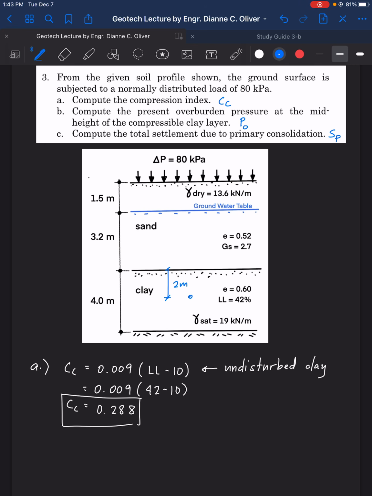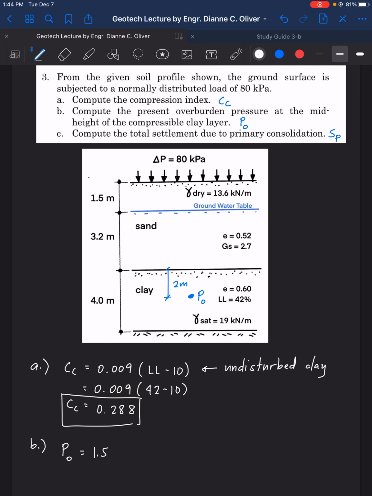So we have it here, P sub O. All we need to do is compute for the effective stress. For letter B, we just need the effective stress at this point P sub O. P sub O is equal to, let's start from the above, the clay layer. So we have there 1.5. Now the question here is, do we include delta P?